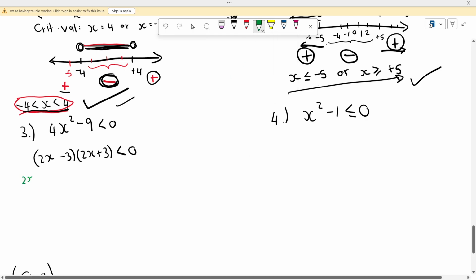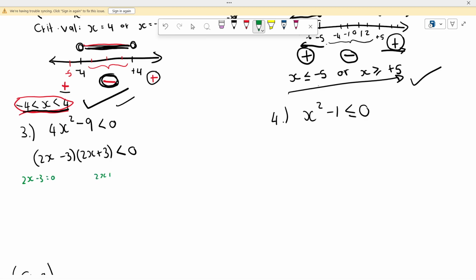So we're going to say 2x minus 3 is equal to 0, and 2x plus 3 is equal to 0. Now we're going to find that 2x is equal to 3 or 2x is equal to negative 3. But now we want to get x alone, so x is equal to 3 over 2 or x is equal to negative 3 over 2.